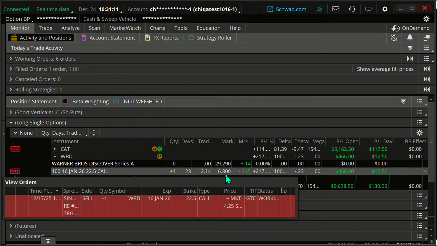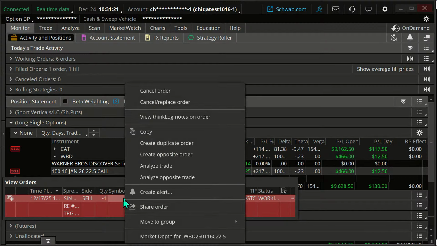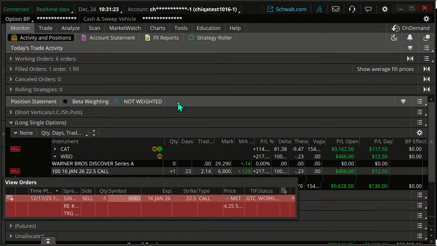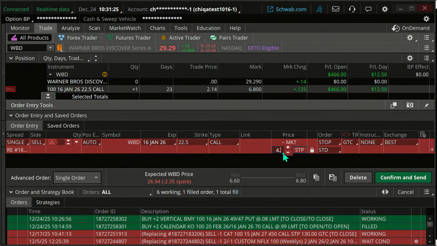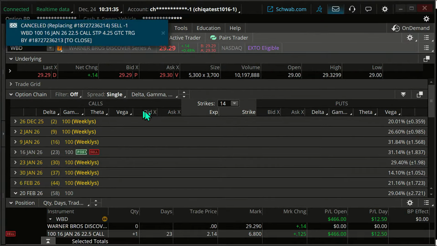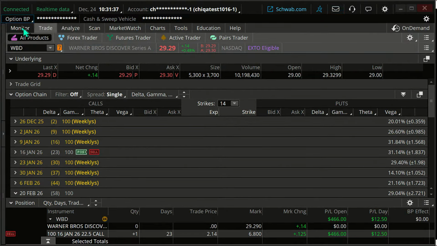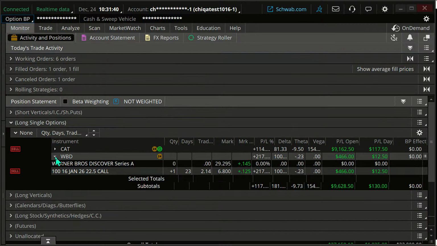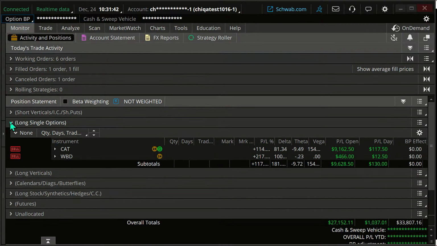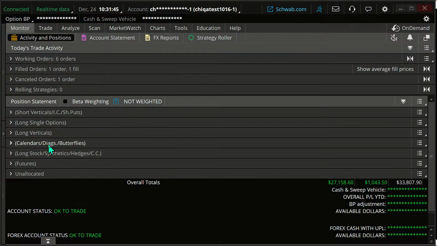The option is right now at 680. Could we move that up? We could move that up a little bit if we wanted to. To do so, I can just right click on it, cancel and replace that order. Instead of 425, we'll move it up to 470. How about that? We're tightening the stop up a little bit just to help protect us. But overall, we're going to say we're still bullish on that, so we're going to let that sit. Okay. All right.